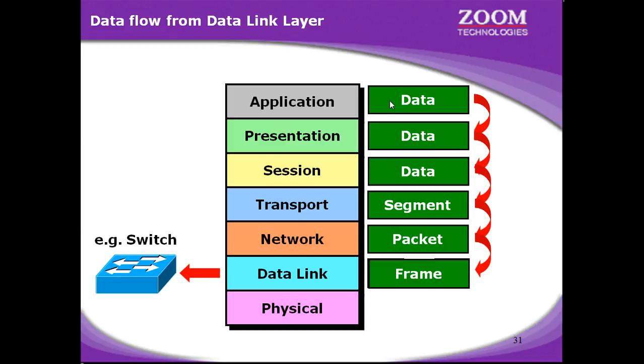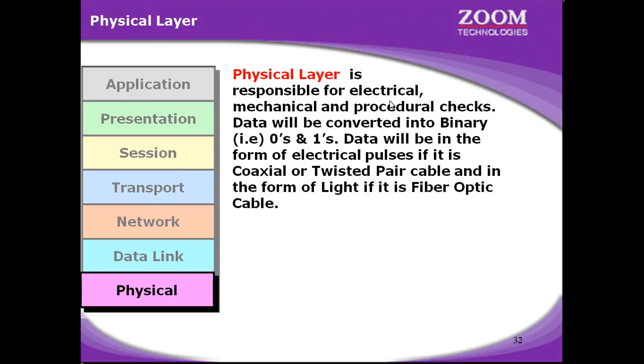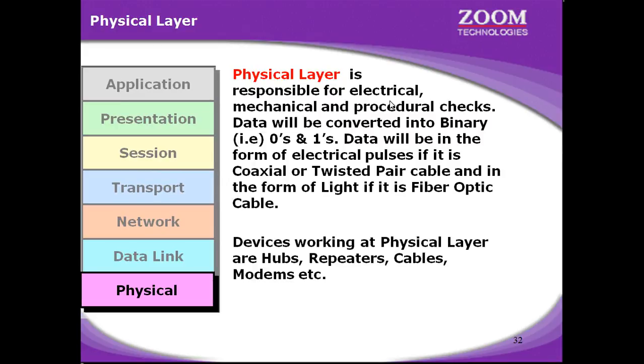And the modem is also an example of the data link layer and physical layer. And the last layer is the physical layer, which is responsible for electrical and mechanical procedure checks. For example, physical connectivity is called the physical layer. Suppose you connect a cable to a particular computer, it is contained in the physical layer.